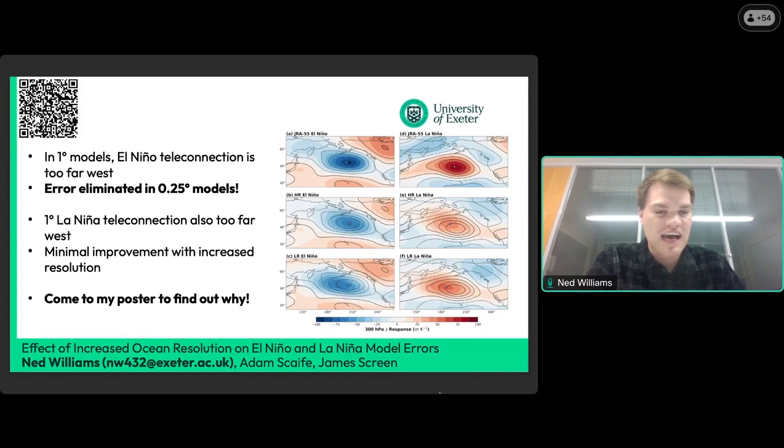Basically come to my poster to understand why the El Nino and La Nina changes are different. But basically it comes down to what's going on in the tropics, which I thought was quite interesting.